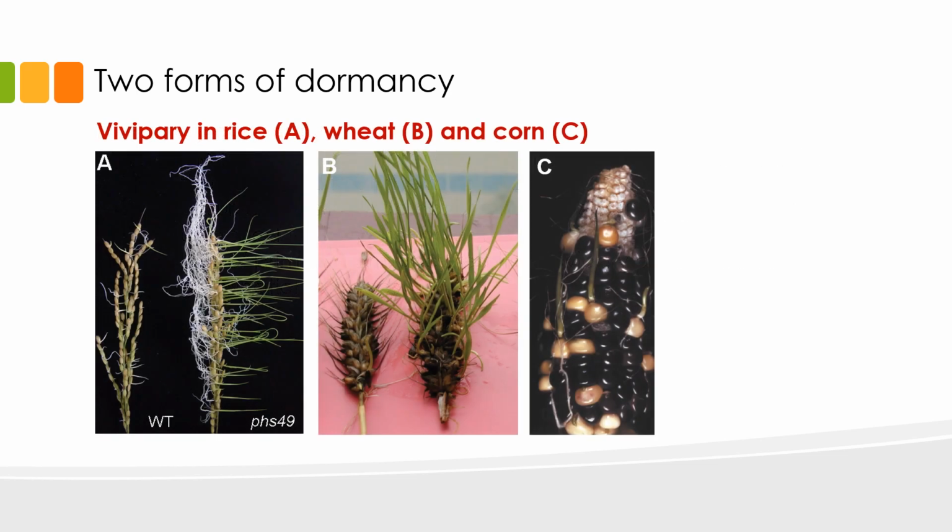This slide illustrates how viviparous seeds without dormancy can germinate while they are still in the mother plant. The first panel is an example of precocious germination in rice. You can clearly see the shoots here and the roots of the new seedlings while the seeds are still intact in the panicle. The second panel shows viviparous barley, and the last panel shows vivipary in corn.